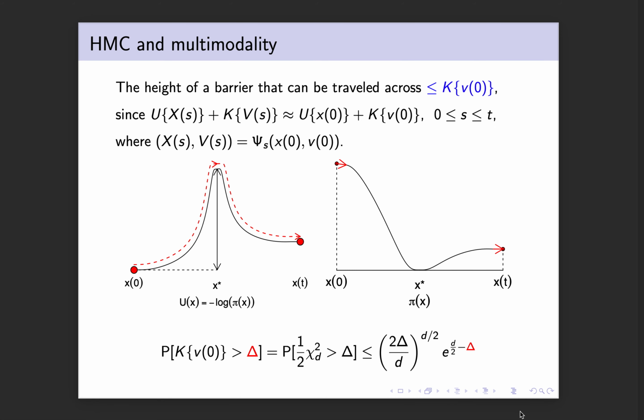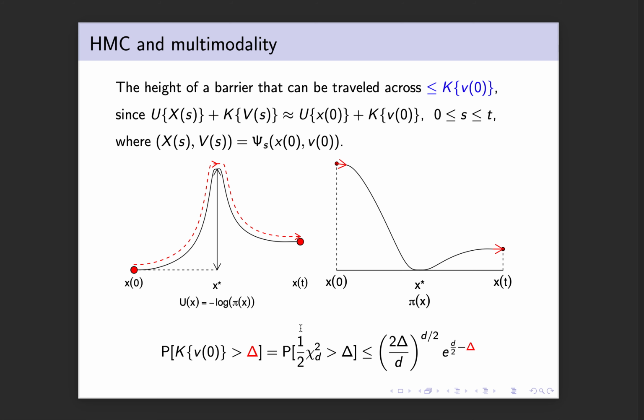The Hamiltonian Monte Carlo algorithm struggles when the target distribution is multimodal for the following reason. Since the total energy, which is the sum of the potential energy U and the kinetic energy K, is conserved, the maximum amount of increase in U along the path is bounded by the initial kinetic energy K of v0.